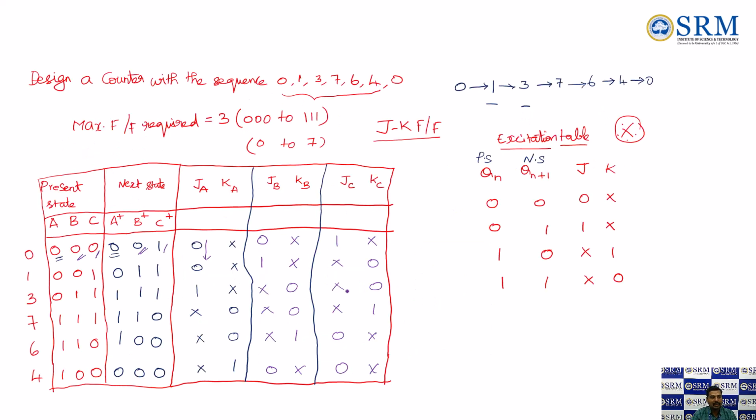First of all, you know very well the counter. Don't think here it was given as an up counter or down counter. Here some sequence was specified: 0 1 3 7 6 4. After 4 the same sequence gets repeated.